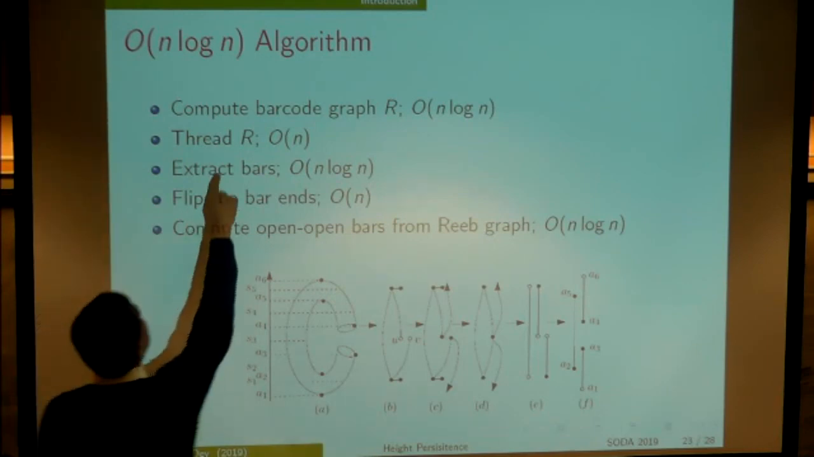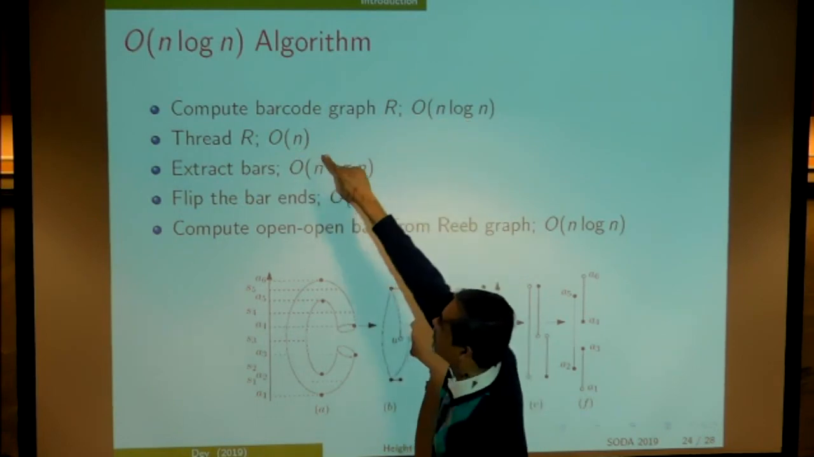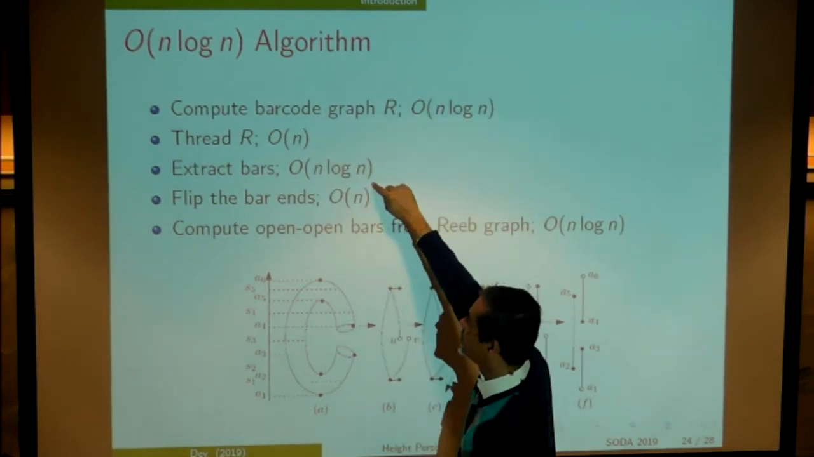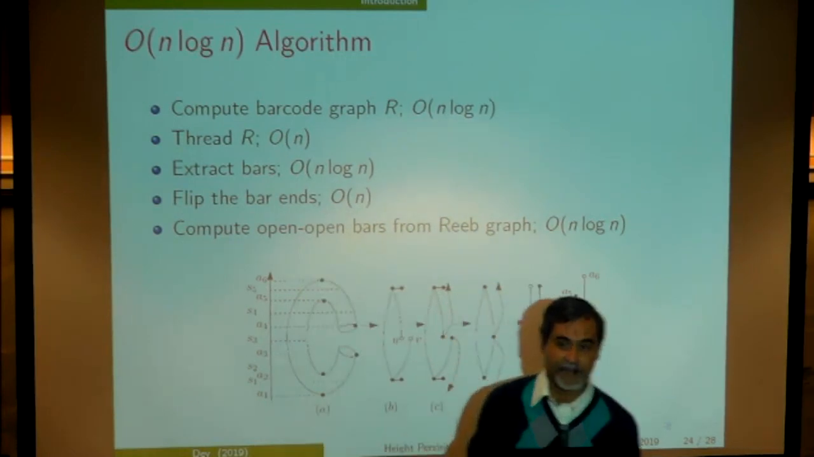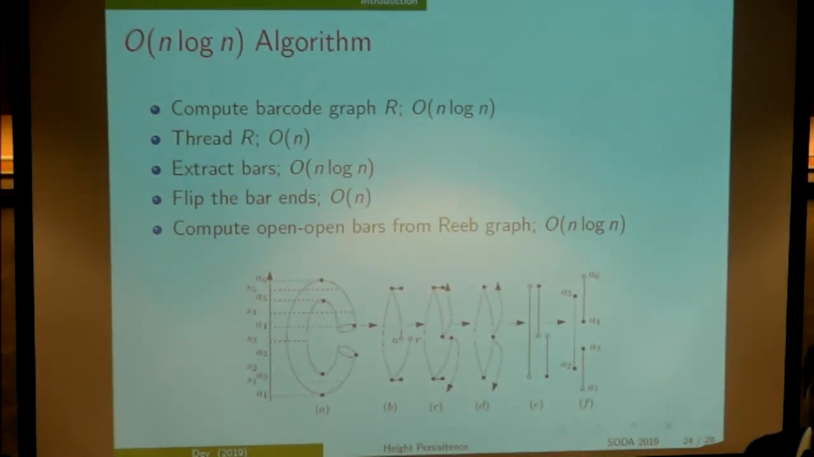So I get the barcode graph in log n, threading in order n, extract the bars in log n, and of course after you get the bars from the graph, you have to flip the endpoints, because I changed the vertices, the critical values, to the intermediate levels. So ultimately you have to extend it to the actual critical values. For that you need to flip the types.